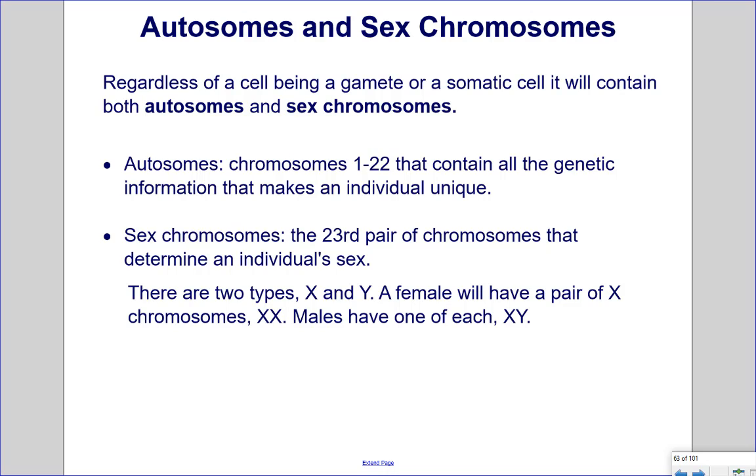Autosomes and sex chromosomes. Regardless of a cell being a gamete or a somatic cell, it will contain both autosomes and sex chromosomes. Autosomes are chromosomes 1 through 22 that contain all the genetic information that makes an individual unique. Sex chromosomes, the 23rd pair of chromosomes, determine an individual's sex. There are two types, X and Y. A female will have a pair of X chromosomes, XX. Males have one of each, XY.